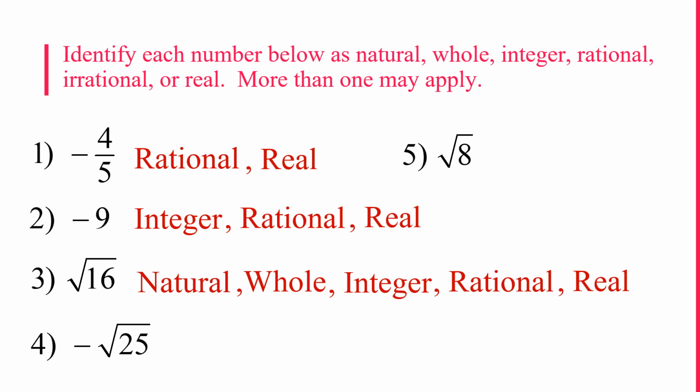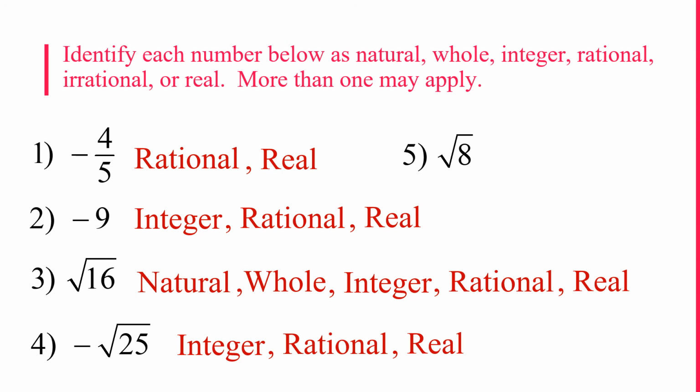Let's look at negative square root of 25. Negative square root of 25. Well, square root of 25, plug it in. It's actually 5. Okay, so if I have a negative 5, is it natural for kids to know negative 5? Nope. Could I have negative 5 cars? Nope, so it's not whole. Could I have negative 5 on a number line? Yes, it's an integer. Could I remember negative 5? Yes, it's rational. And all numbers in this class are real.